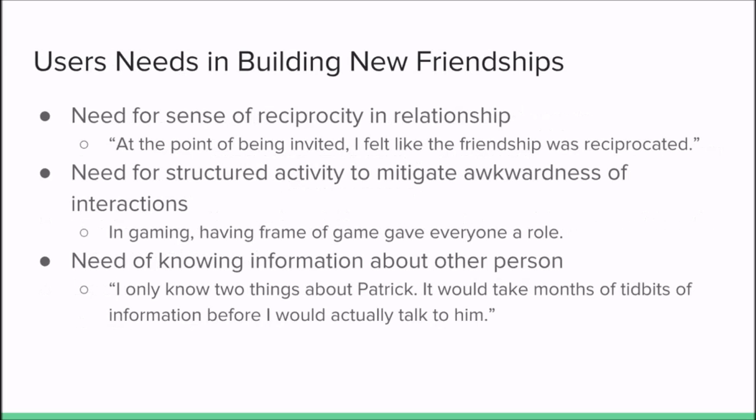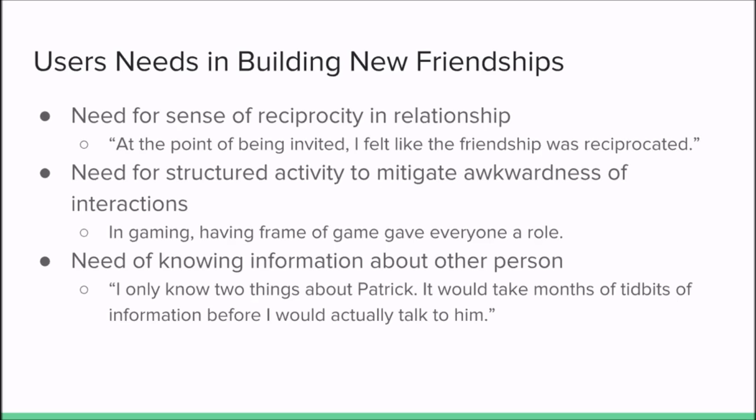So, some user needs that we found in building new friendships. There was a need for a sense of reciprocity in the relationship. In one interview, somebody said, at the point of being invited to another activity by this person they had just started to get to know, I felt like the friendship was reciprocated.